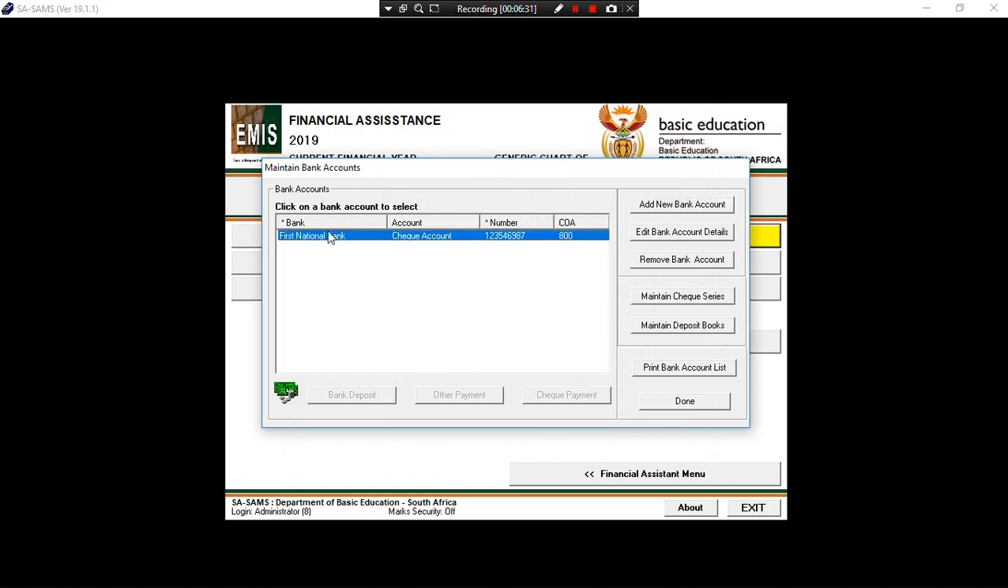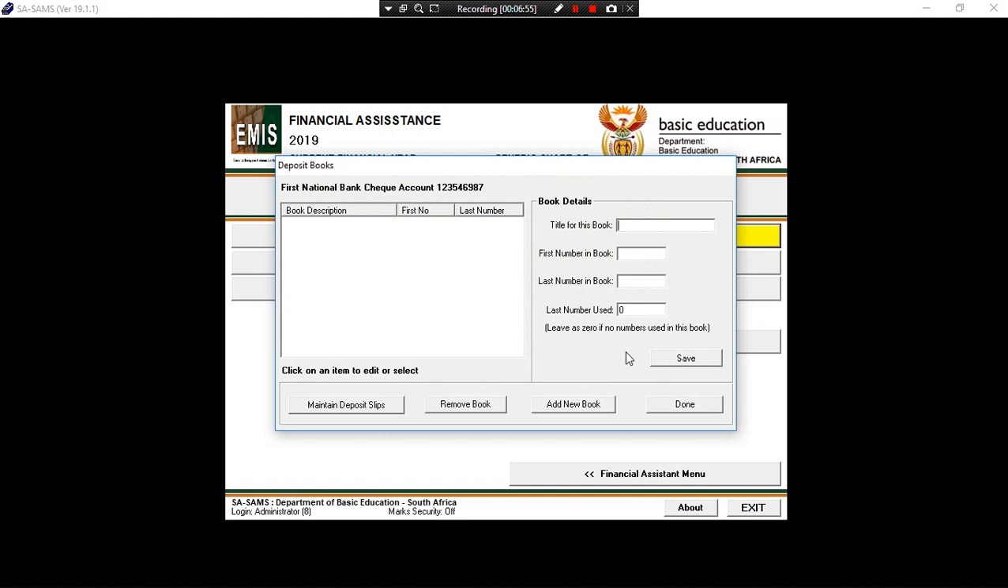You have your First National Bank, your check account, and then in chart of accounts, your check account falls within the 800 numbering. We will get into chart of accounts. You will better understand this when we get there. Now, since we maintained our check series, which would be our checkbook, we are also going to maintain our deposit book. Now, we will simply name this deposit book 1.